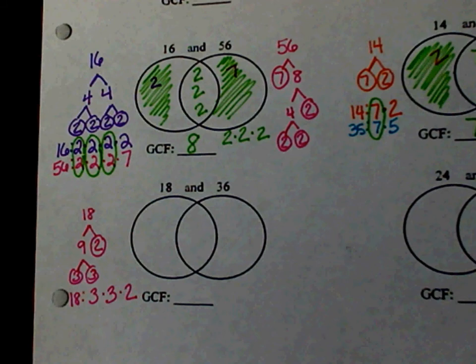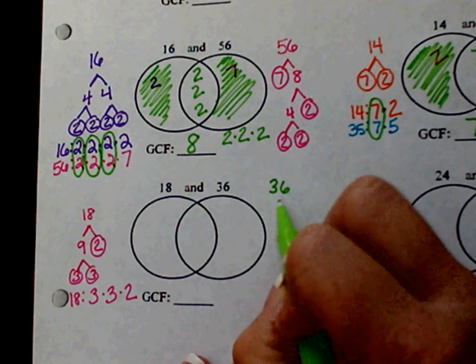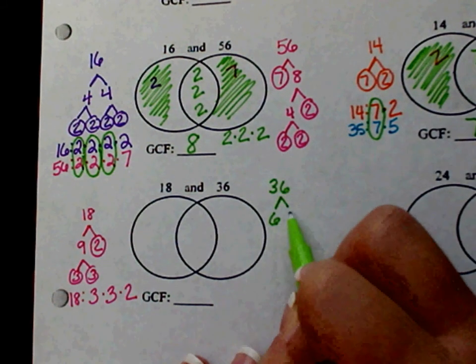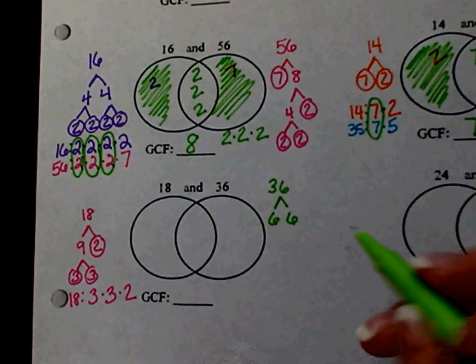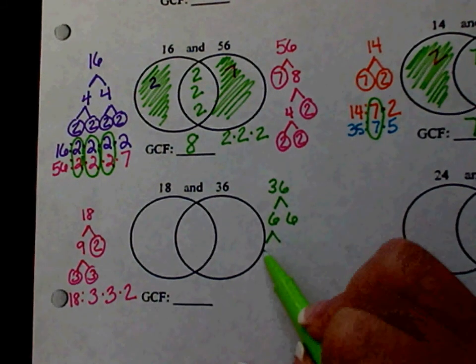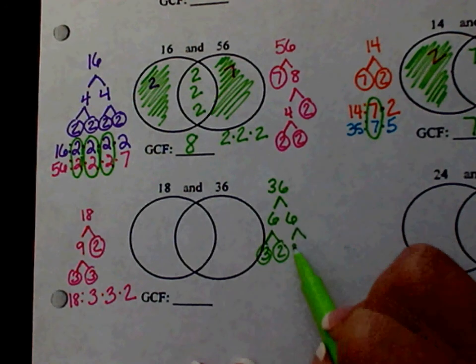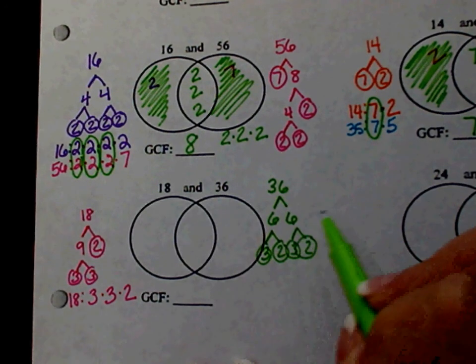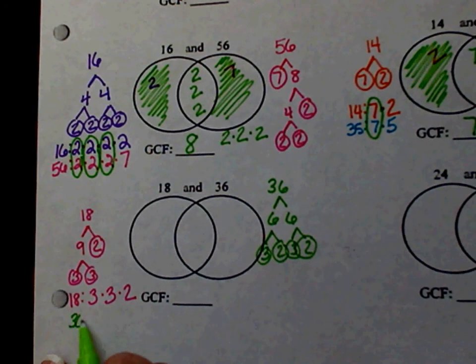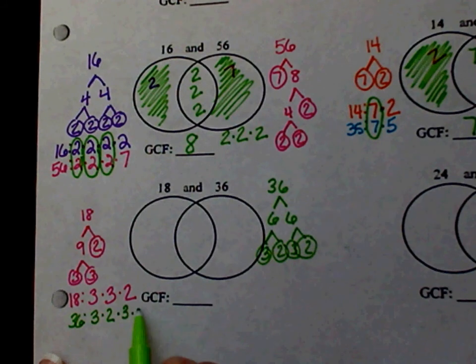Let's do 36. I could do 6 and 6. Those aren't my only options, but my prime factorization will still be the same at the bottom. 6 is 3 times 2. 6 is 3 times 2. They're all prime. I'm going to rewrite it here. 3 times 2 times 3 times 2.